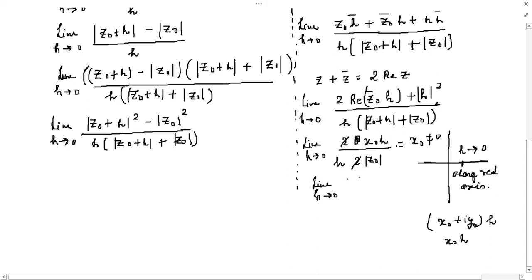Because we are considering z naught not equal to 0, we write that x naught is not equal to 0 and y naught is not equal to 0. In other words, it is equivalent to writing the real part of z. The modulus of z is x naught square plus y naught square under root. So it is the real part of z naught divided by modulus of z naught.